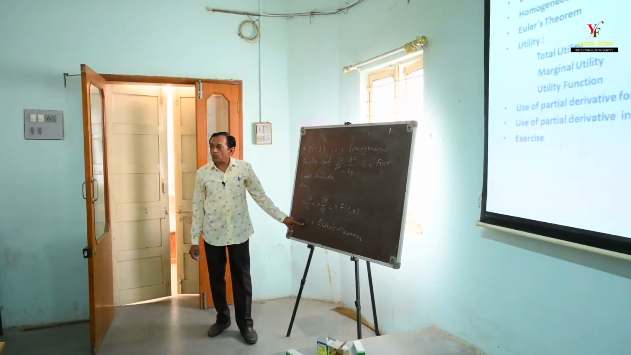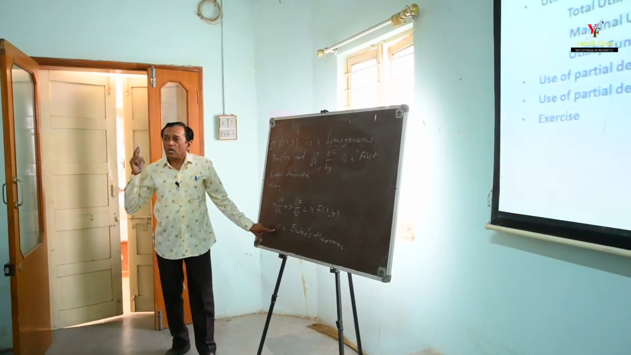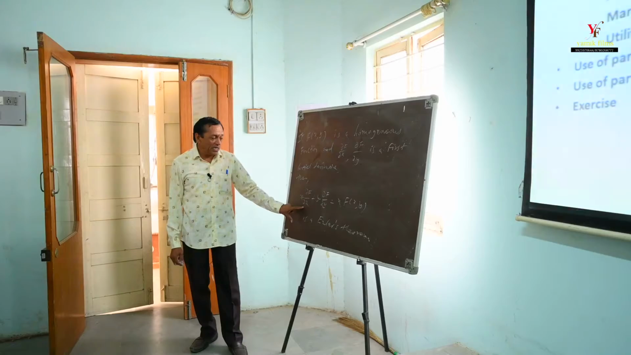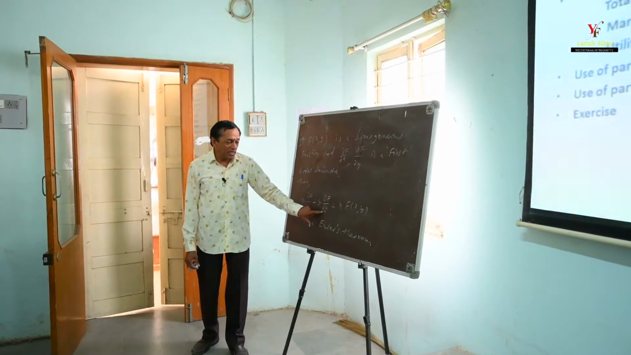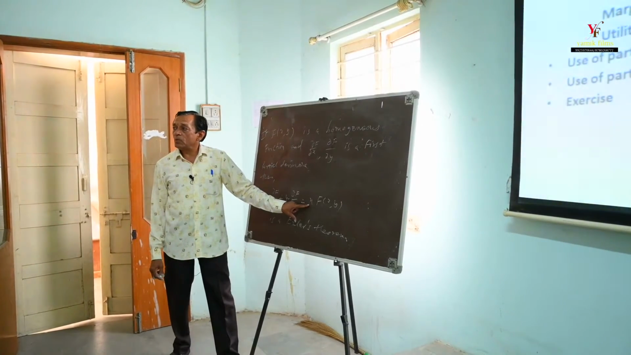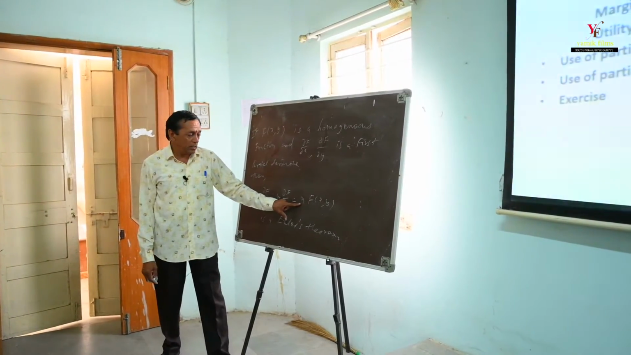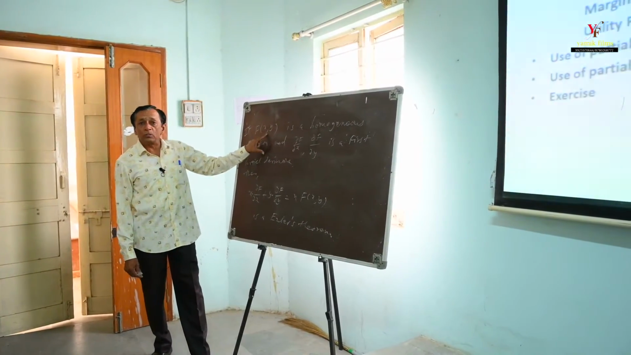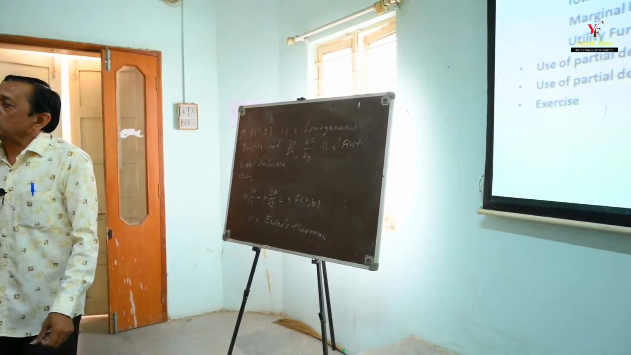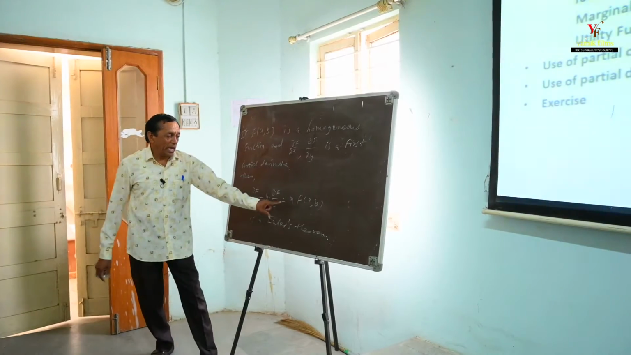This is the Euler theorem. There is a statement only having 2 marks. x ∂f/∂x + y ∂f/∂y = n f(x,y), where n is the degree of the given function. Any function we have to report as n f(x,y).